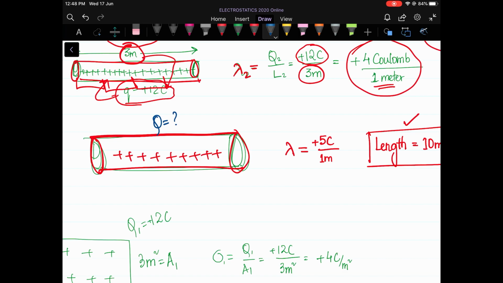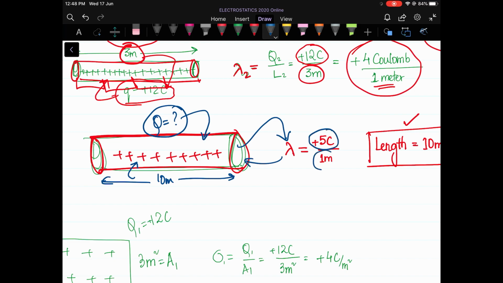Here suppose we have a length of 10 meters, charges are distributed uniformly, but we do not know how much total charge is present in this length. But if I come and tell you the lambda value for this distribution, that means I'm telling you how much charge is present in every 1 meter. And obviously, if there are 5 coulombs present in every 1 meter of this length, in 10 meters there must be a charge of 50 coulombs. We're simply multiplying the lambda value with the total length.